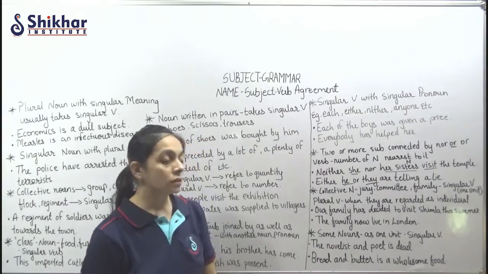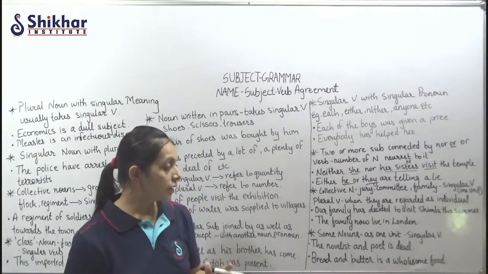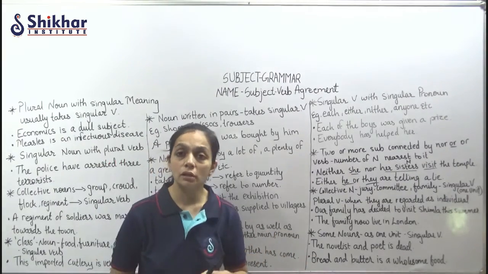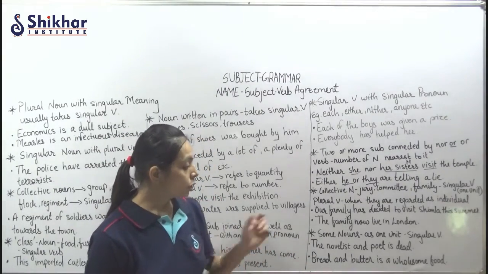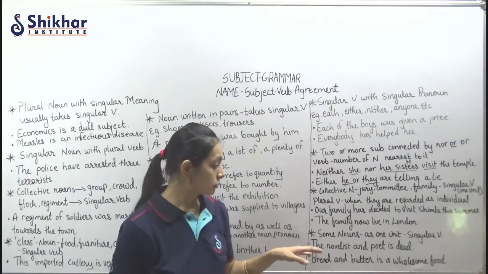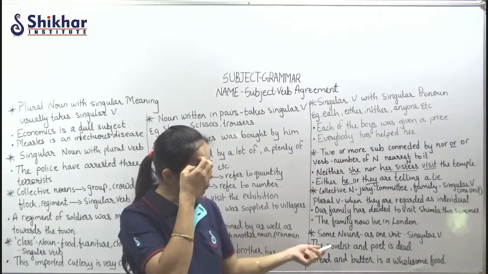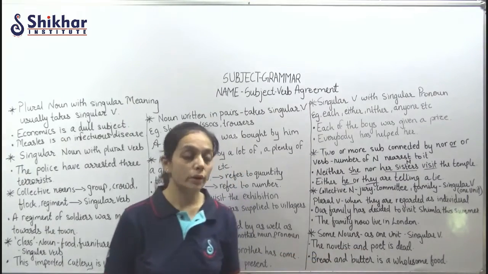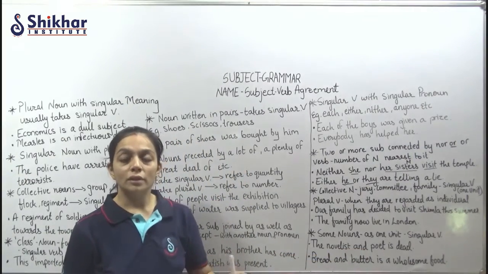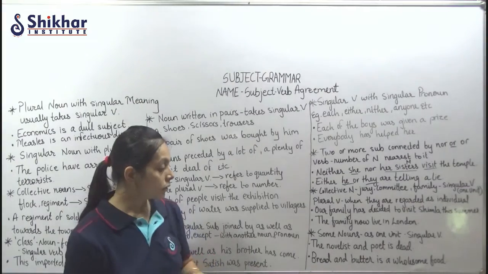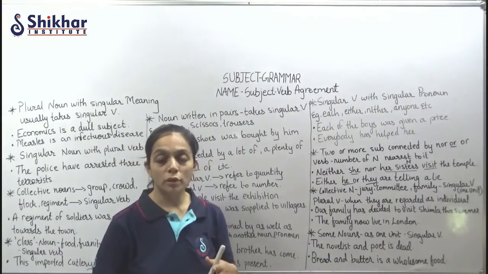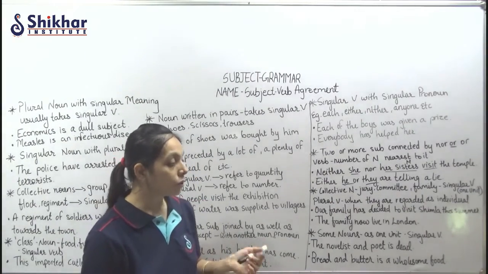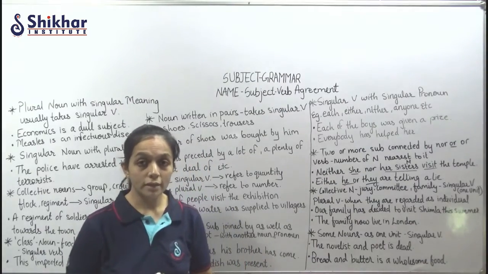Now some nouns which you count as a singular unit will have a singular verb. The novelist and the poet. You have taken both names, novelist and poet, but you are not saying novelist and poet are dead. Novelist and poet is dead. Or bread and butter. It goes together only. Bread and butter is wholesome food, right?